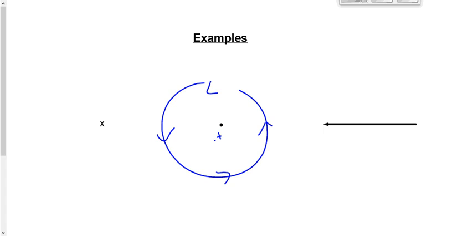Let's look at this one. Let's make this a negative particle right here, moving to the left. Maybe it's a negative particle. Maybe it's electrons moving through a wire in an electric current. Doesn't matter.